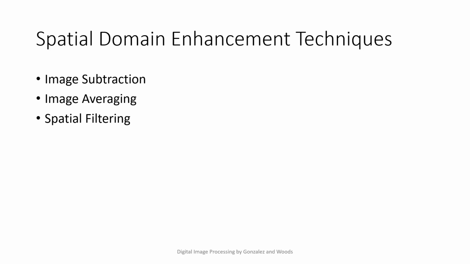Okay, so now we will continue with spatial domain enhancement techniques. In previous lectures, we started with point operations. If you remember, we have seen what is thresholding, contrast stretching, negation, power law transformation, log transformation, inverse log. Then we have also seen intensity or gray level slicing, bit plane slicing, histogram equalization, histogram matching. Now we will see what is image subtraction, image averaging, and spatial filtering.